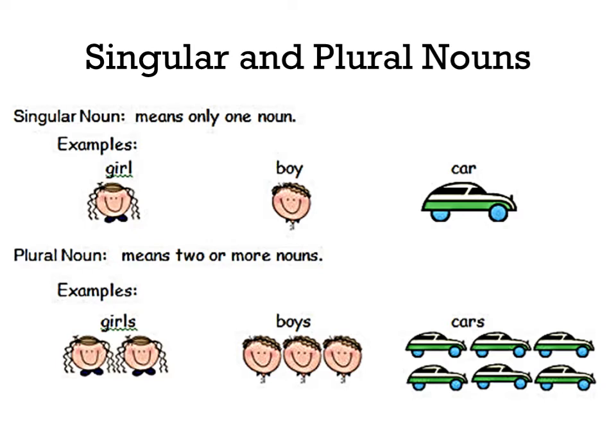Okay, the next one is plural nouns. Plural nouns means two or more nouns. When we say two or more nouns, they are many. Examples are girls. As you can see, the girls here are two. The boys here are three. And the cars here are six. So it means that they are many. Two or many, they are plural nouns. But if it's only one noun, it's just singular. Easy, right?